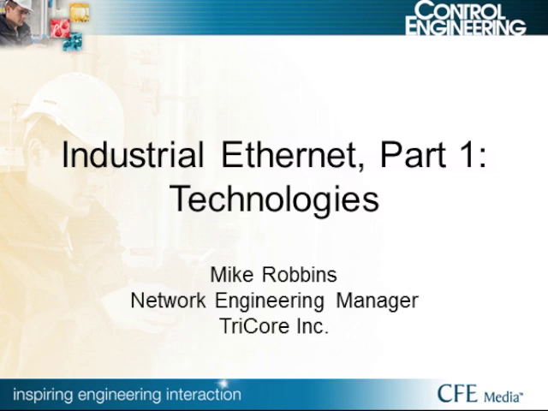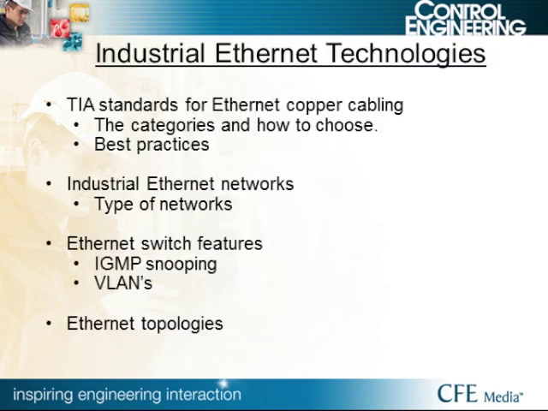Thanks, Mark. I'm going to cover the Ethernet technologies that have the most impact on the performance of your industrial Ethernet network. We will point out the standard to follow for a good network foundation because the most difficult and expensive network infrastructure to change is the cabling. We will also talk about a couple of Ethernet features, namely IGMP snooping and VLANs, that you might require on your switches. Then we will talk about networking technologies after that.